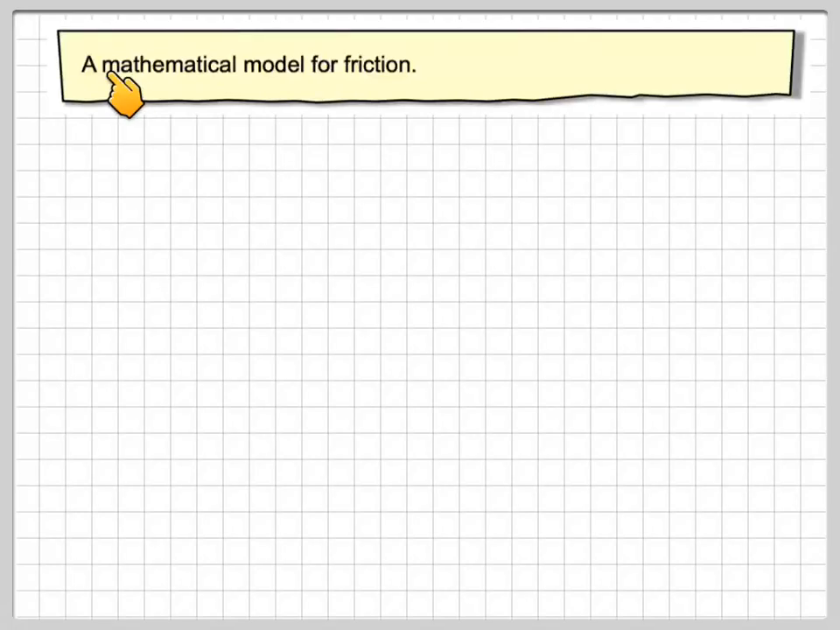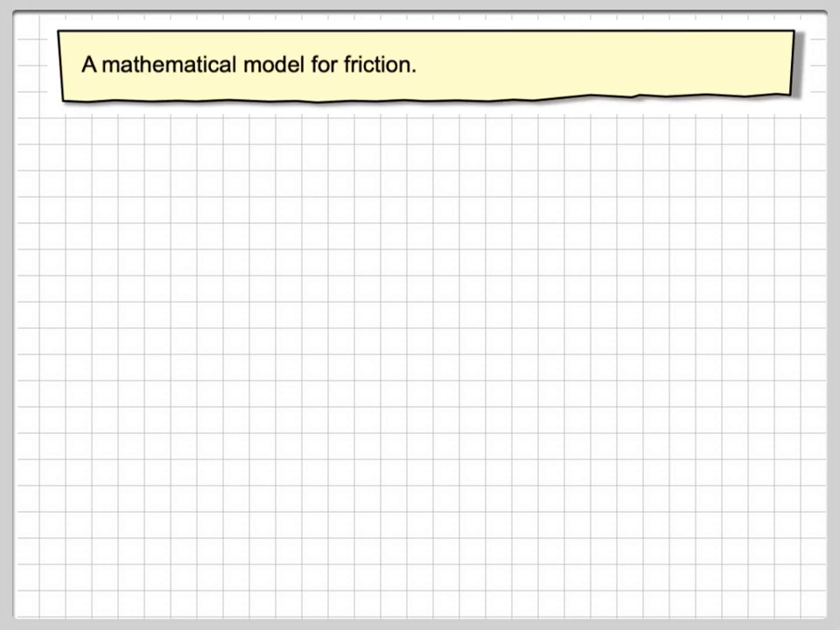In this video, we're going to look at a mathematical model for friction, and to help me do it, I've got this GeoGebra app, and I will put the link of this GeoGebra app in the notes of this video. So, things to remember about friction. When we talk about friction in A-level maths, we're talking about objects which are on rough surfaces as opposed to smooth surfaces.